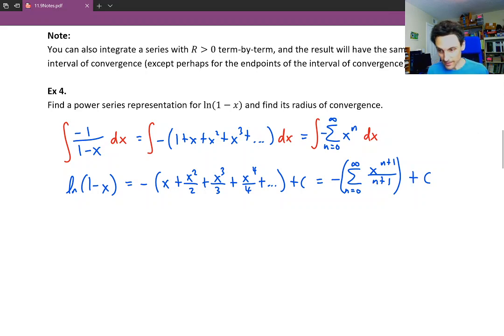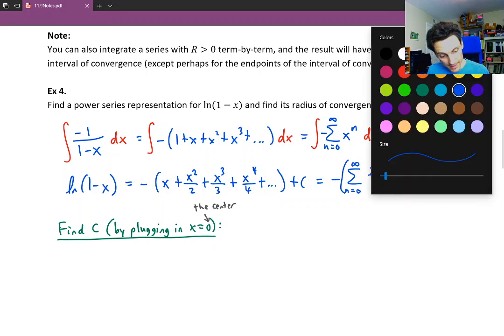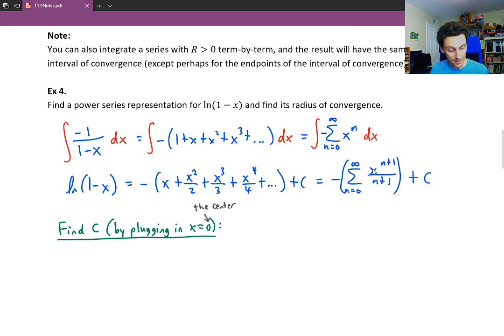Well, let's figure out what that plus c is. We're going to find c. The way we're going to do that is by plugging in x equals 0, x equals the center in general. The reason that's good is because then our power series expansion is going to be 0, right? If you plug in the center, every single term becomes 0, and when you add them all up, you just get 0, so it's going to collapse into just c. But you could also plug in x equals 0 into the ln 1 minus x. That's what we're going to do. We're going to plug in 0 on both sides, both the function and the power series.